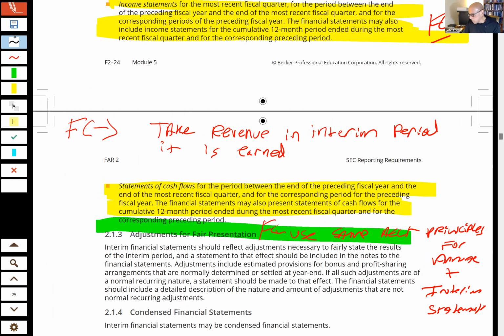If it's earned in the second quarter, when would you take it? Quarter two. Good. Okay, good. Flashcard. Okay, you can make it one flashcard.